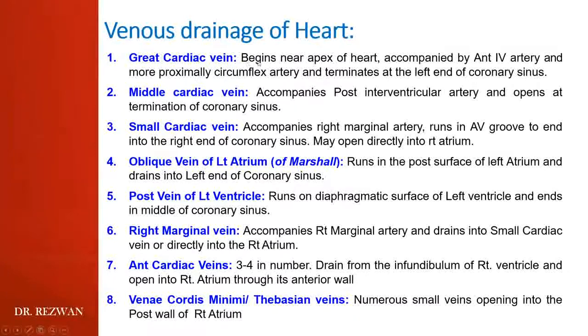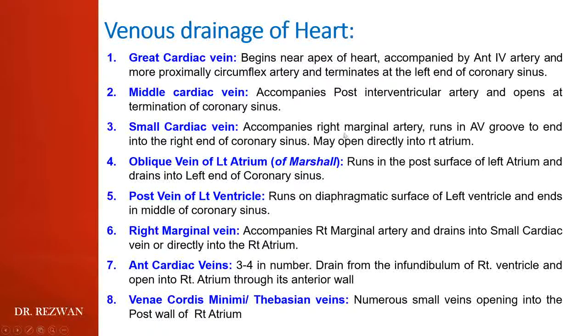Now the great cardiac vein begins near the apex of the heart, accompanied by the anterior interventricular artery and more proximally the circumflex artery, and then it enters the left end of the coronary sinus. We'll see pictures of all this, so no worries. Then the medial cardiac vein accompanies the posterior interventricular artery and opens at the termination of the coronary sinus.